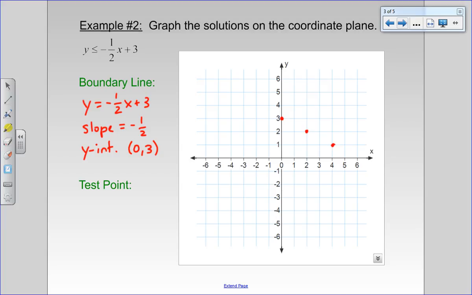Notice that we have a less than or equal to symbol. So we're going to draw this boundary line as a solid line, indicating that the points that fall on the line are solutions of the inequality.